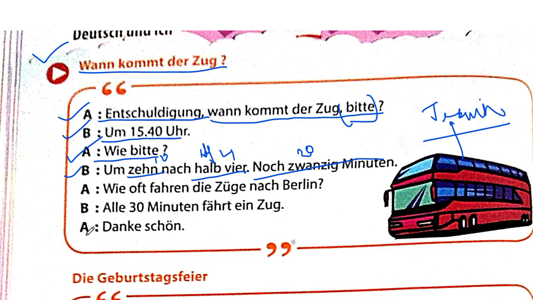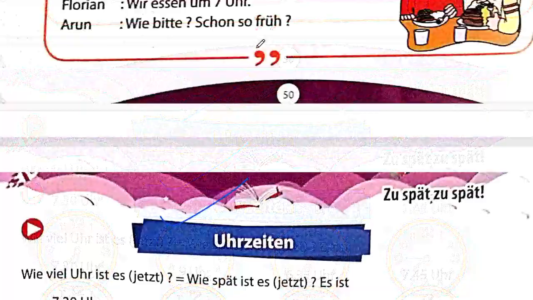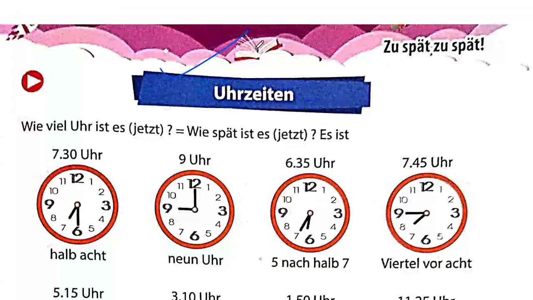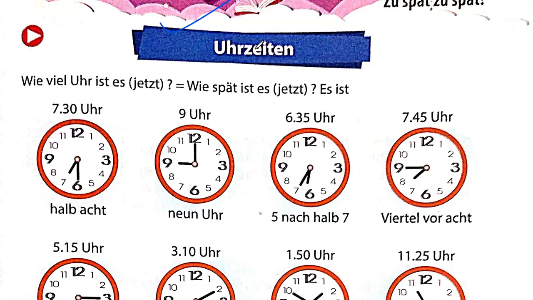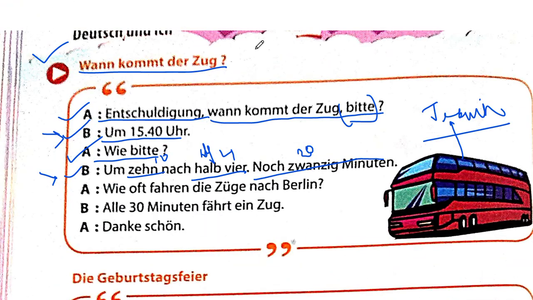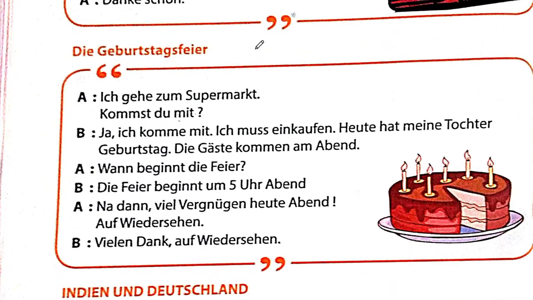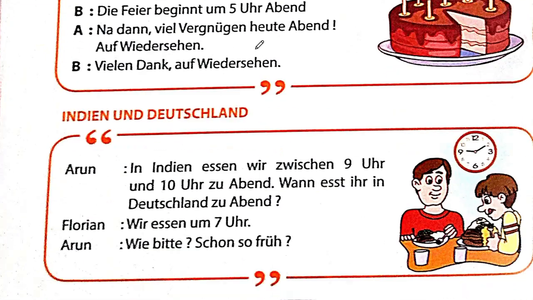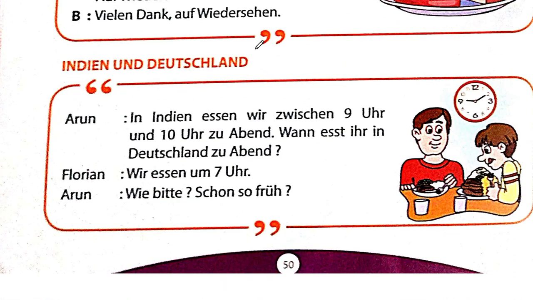Okay, so let's begin. We were over here at B, and we also had a little confusion at this B. So: 15.40 Uhr and 10 nach halb 4, noch 20 Minuten. Okay, what is that? What is it exactly? To understand that, we need to come to the next page, which is your page number 51. Here we'll understand about the time, then we'll go back, understand this, and take a look at a few more example dialogues where we can see the usage of this.